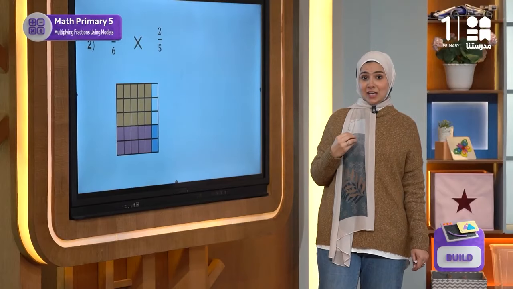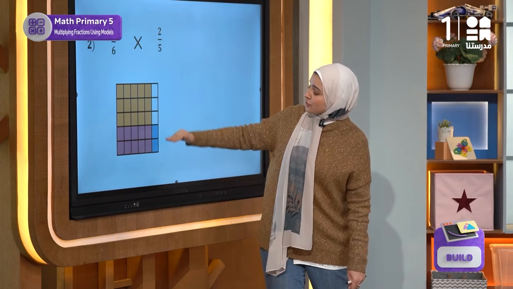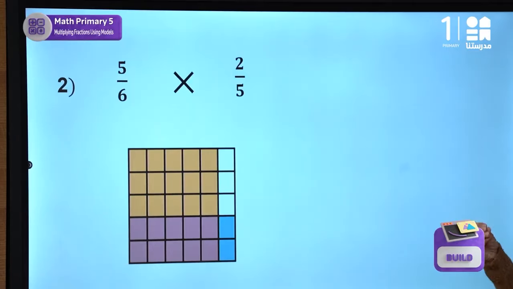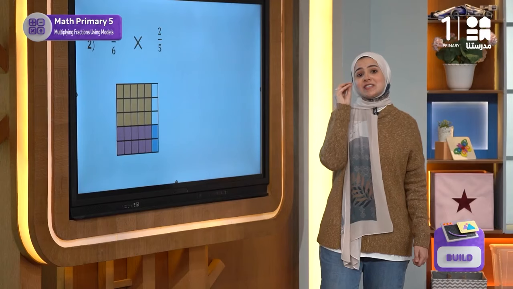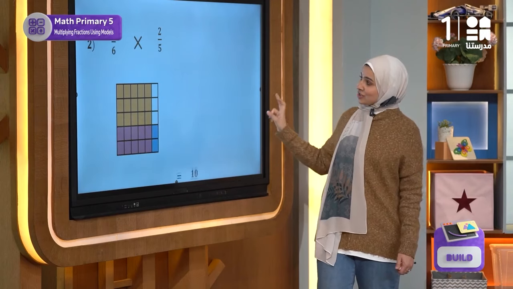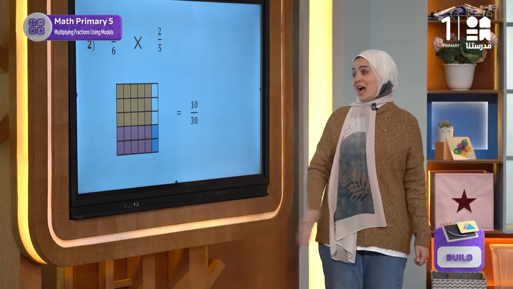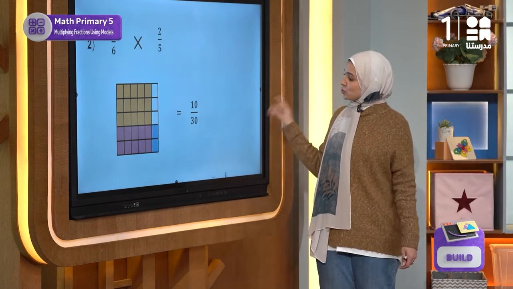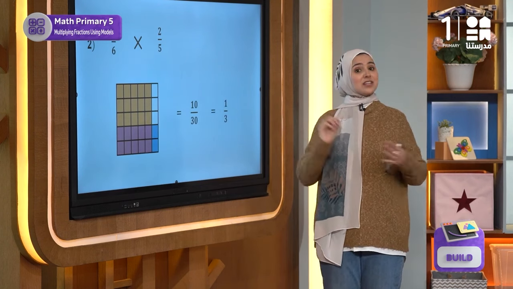And then what about the second number? We have 2 over 5. So I will represent my 5 rows and I will only color 2 rows of them. With that, I will have this part over here, which is the overlapping colored part. How many are they? Let's check. We have 10 out of the total 30. And of course, this number is not in the simplest form. I will take the 0 up and down, so my final answer will be 1 over 3. I think this was easy.